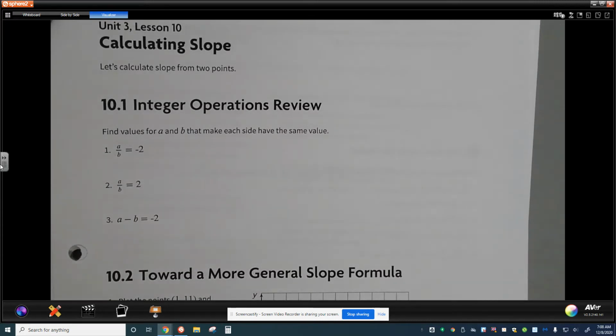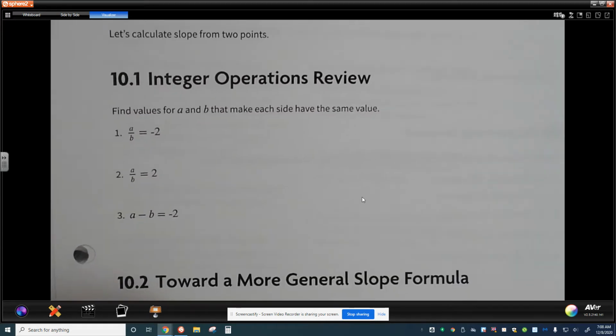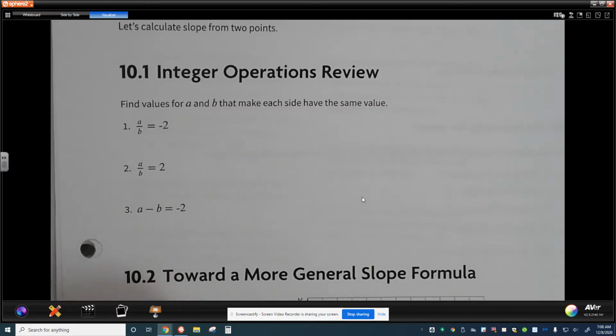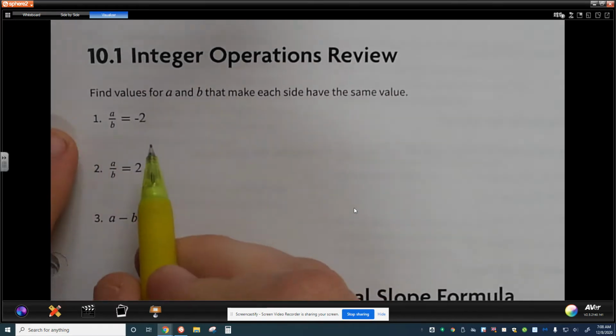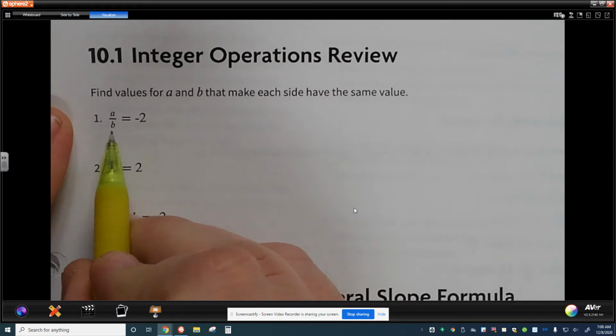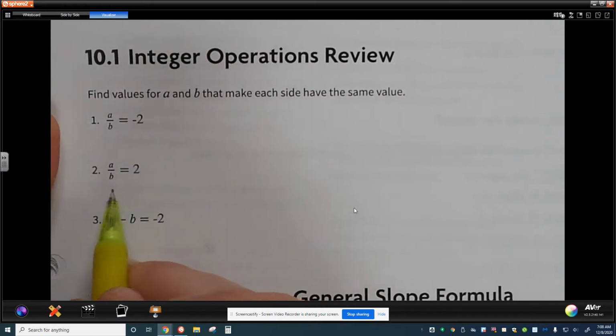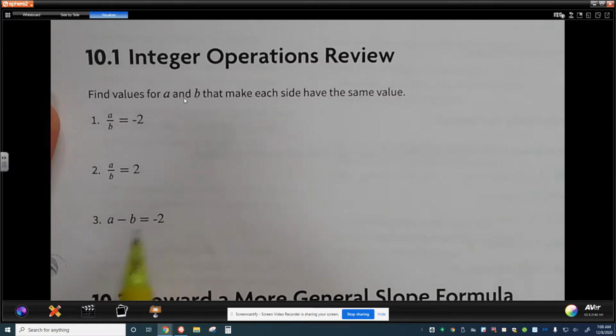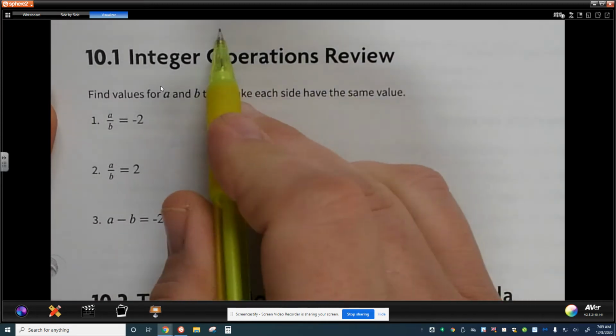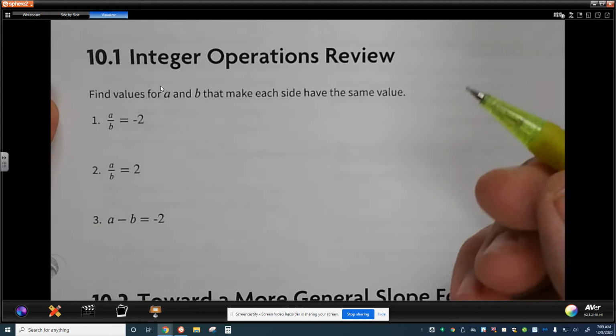To get started, what we need to understand is a little bit of division. When we talk about division, we're going to look at some values for A and B that make each side have the same value. So we want to make these equations have values for A and B so that they equal -2 in number 1, 2 in number 2, and -2 in number 3. So let's take a look. All of these skills are used when finding the slope and calculating slope from 2 points.